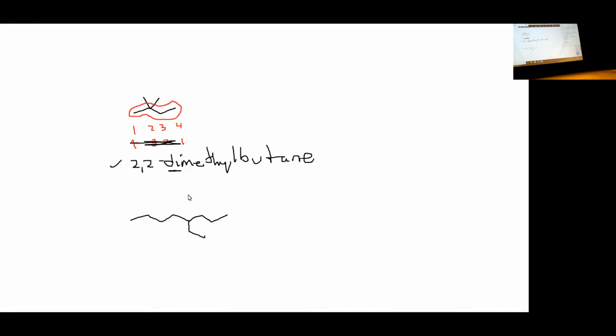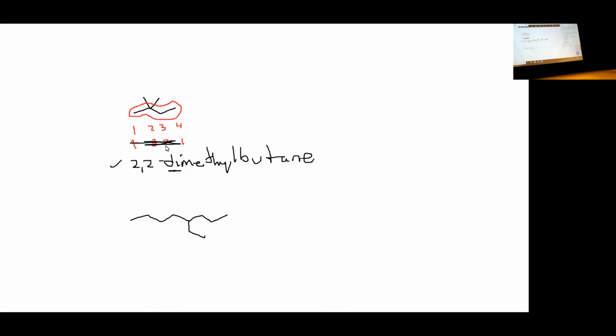I understood the first two, but why two twos? Because you need to say that both of the two methyls are on carbon 2. One of them might have been over here, then it would be 2,3-dimethylbutane. So that's why you say 2,2, because they're both on carbon 2. That's a good question that this person has asked.